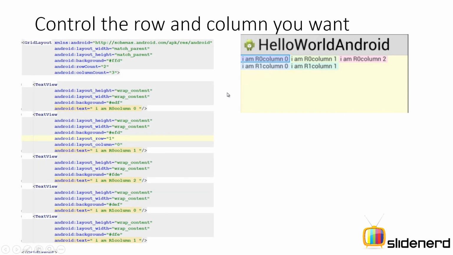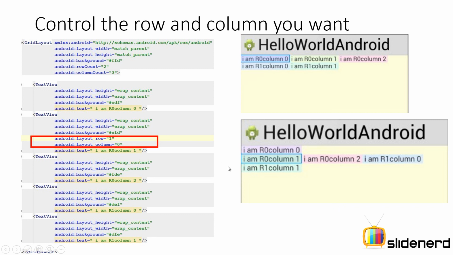Well, very simple, I can do that. I have to go there and simply add this property by saying layout row equals 1 and layout column equals 0, and that means place R0 column 1 right in the first row and 0th column, and as you guys can see the remaining stuff simply follows it, right? It's like that. When you specify a column number and row number for a particular view, the others simply follow it.